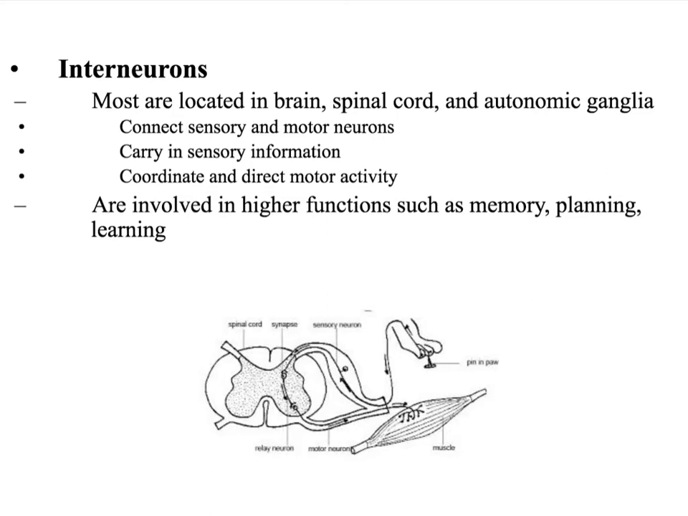The interneurons I mentioned, again, these are actually going to be what separates us from lower life forms. They let us do things like analyze and memorize and plan and learn and make executive decisions. They're taking the information from the sensory neurons and deciding whether or not to send the information to your motor neurons.